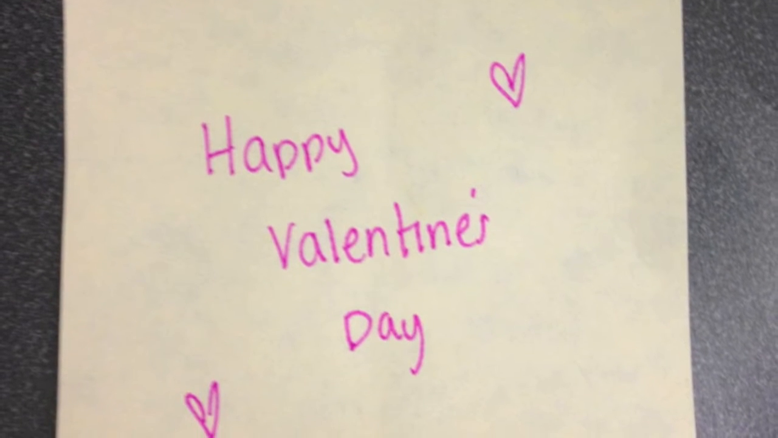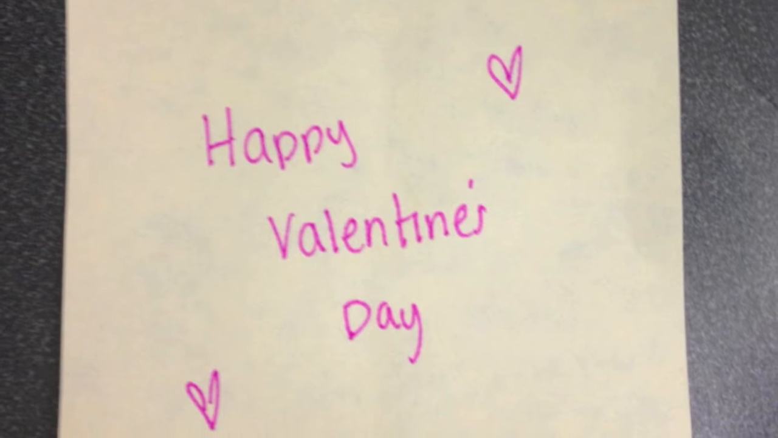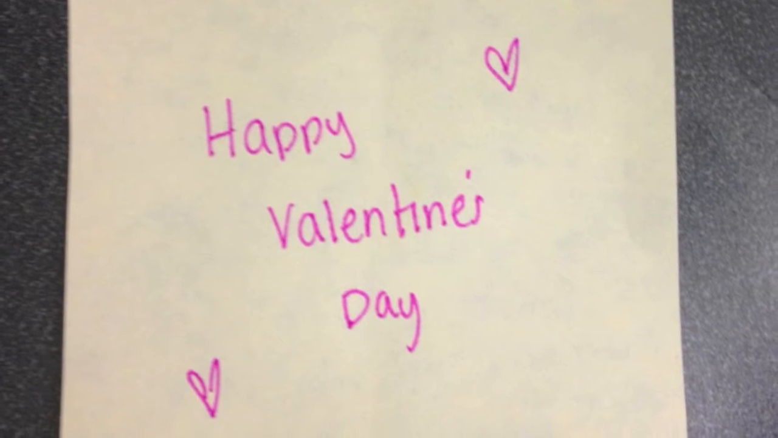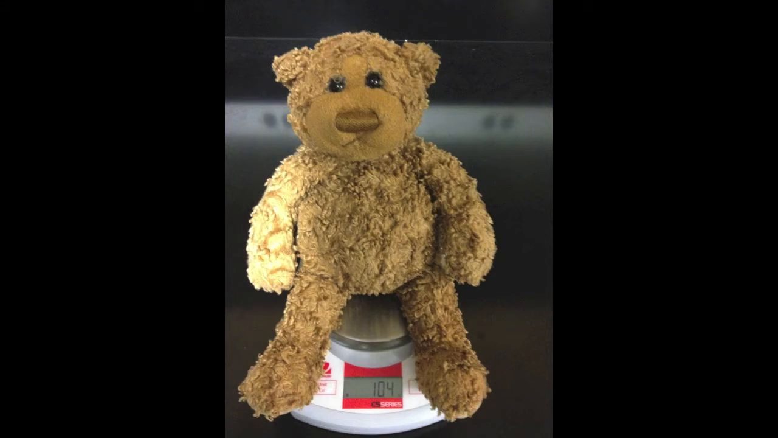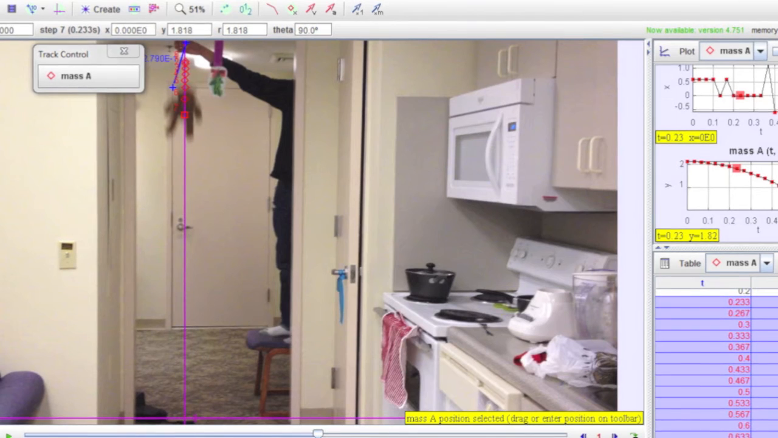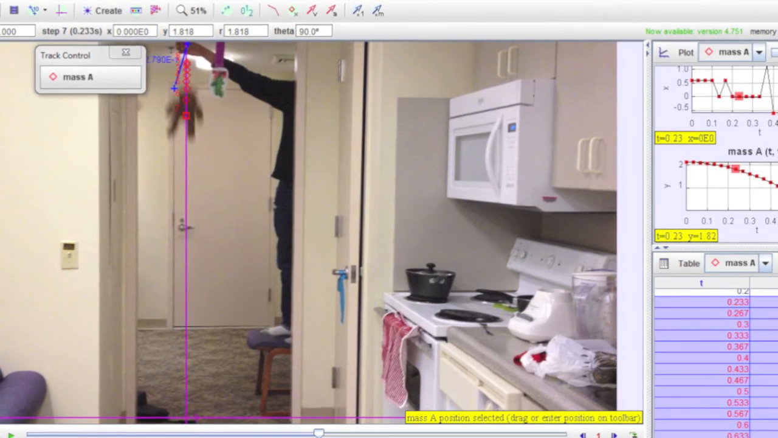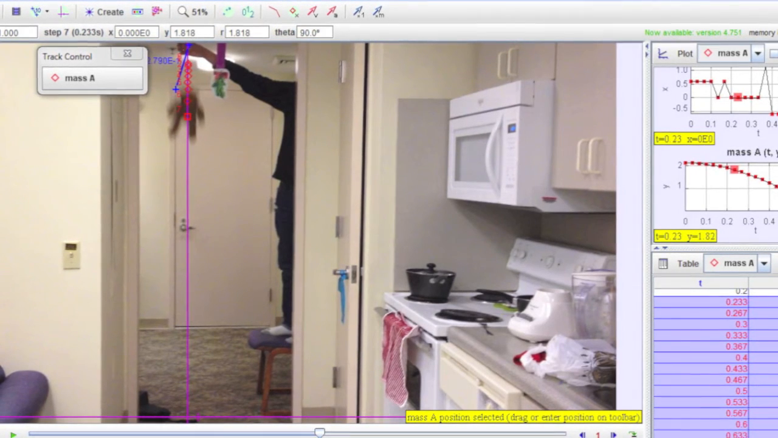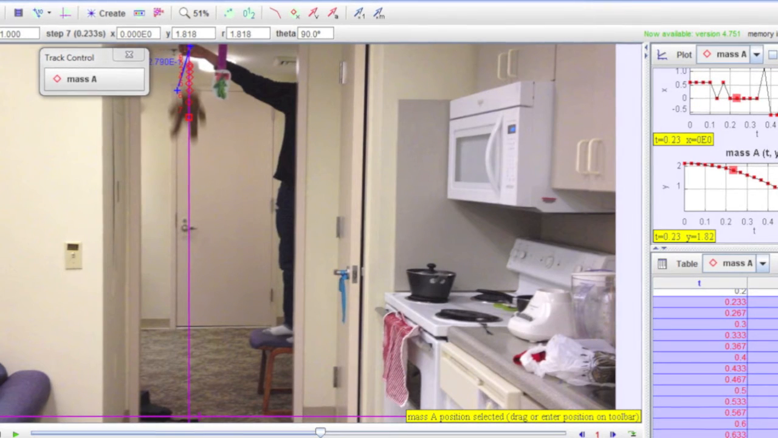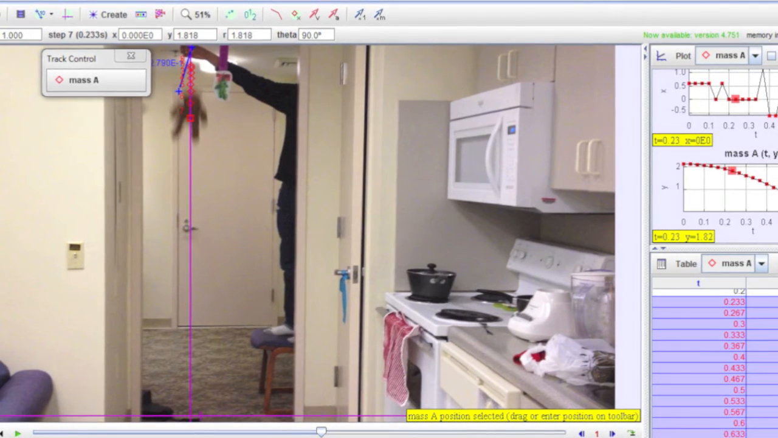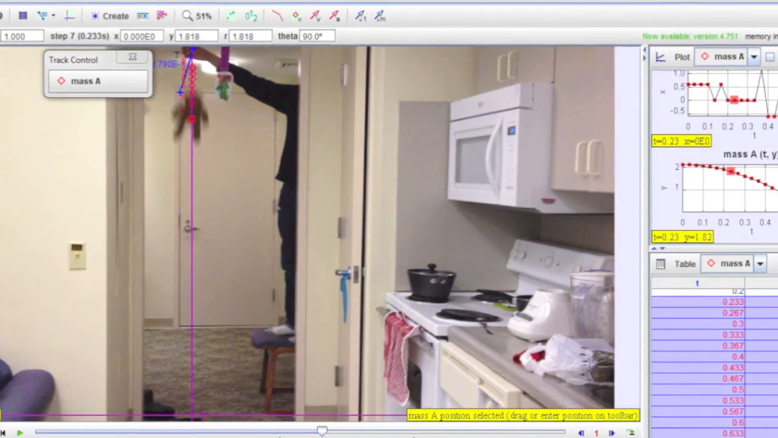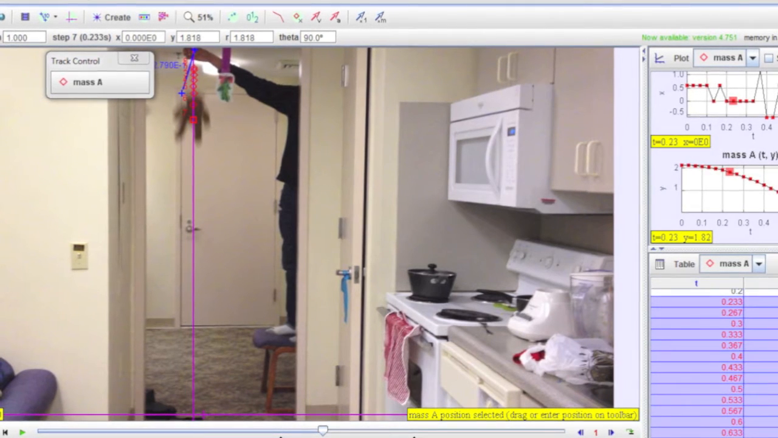I found the mass of my post-it note to be 0.34 grams by taking the mass I found online of an entire pack and dividing it by the number of sheets. I found the mass of the teddy bear to be 104 grams using a balance. The length of my teddy bear was 11 inches or 0.279 meters, and the length of my post-it note was 3 inches or 0.0762 meters. I used both these measures for my calibration stick.